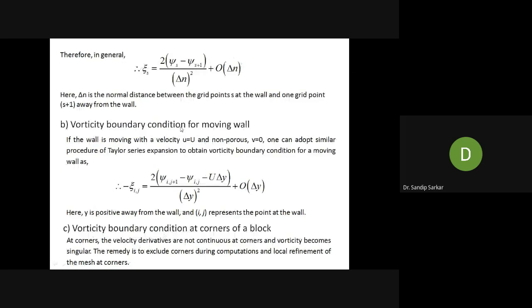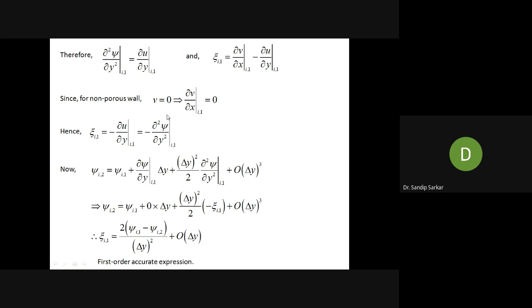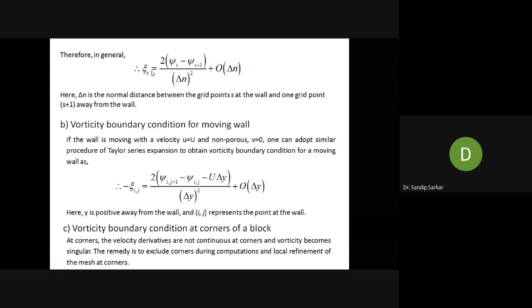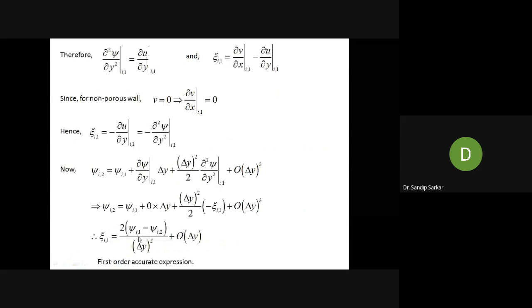There is an additional value by delta n. There is a delta n, basically the vertical distance between s and s plus 1. So here it is delta y. So (psi s minus psi s plus 1) by delta y whole square, the delta n whole square, plus order of delta n. So this is a general form of this expression.